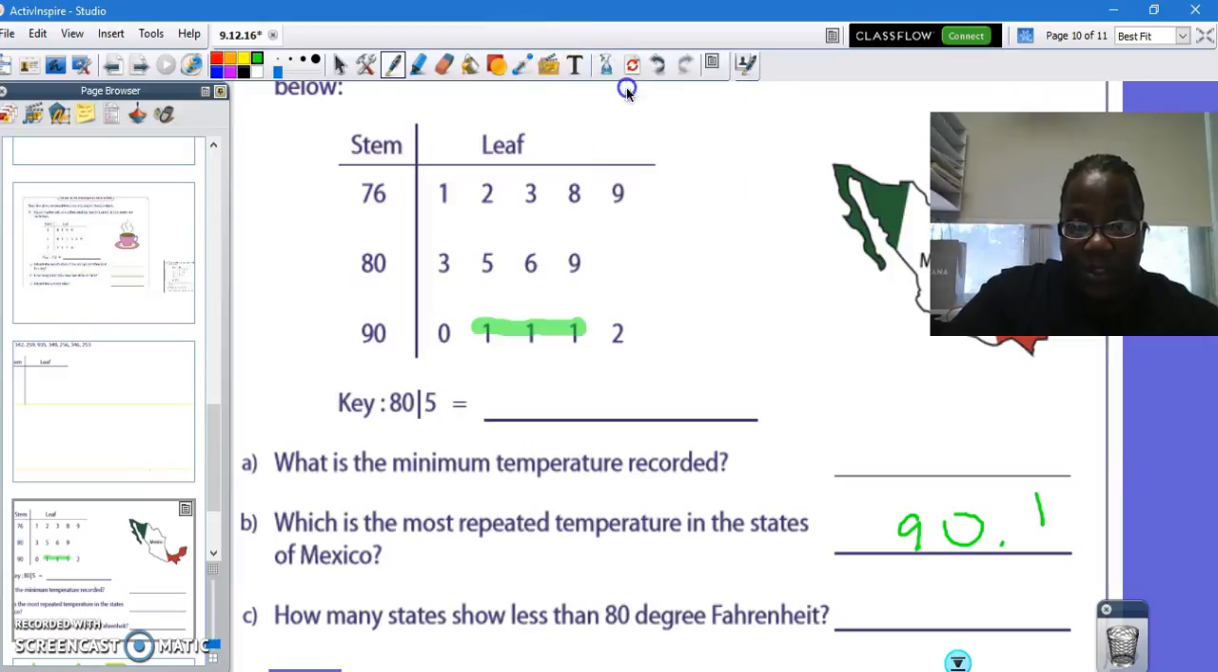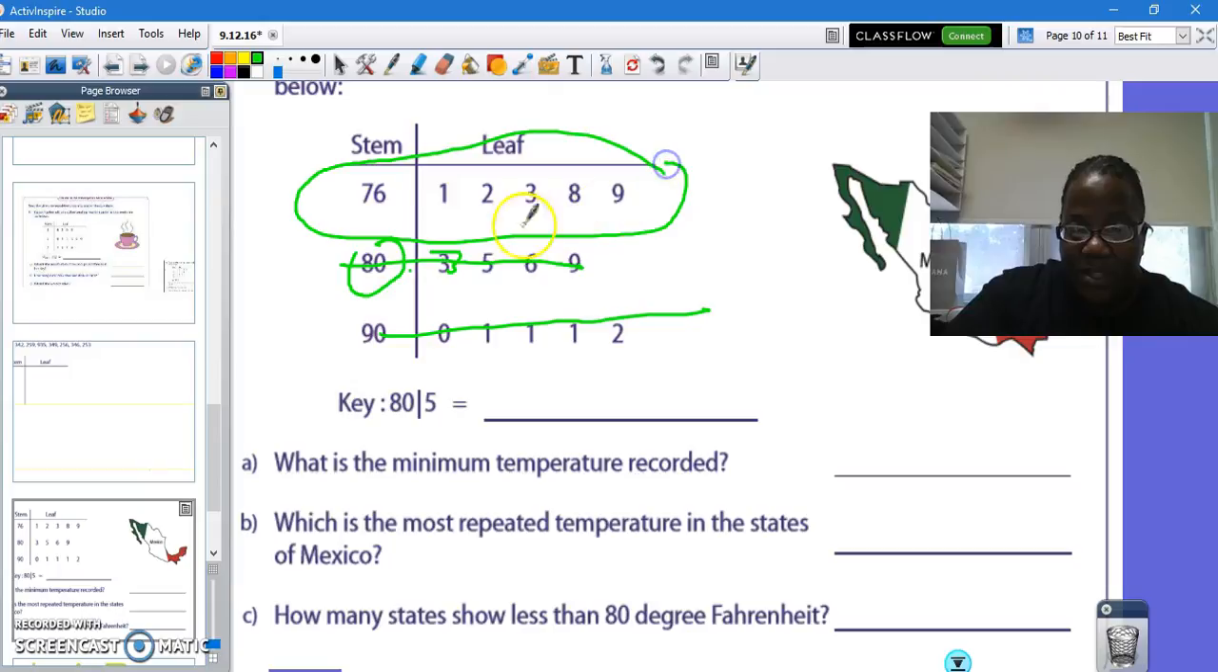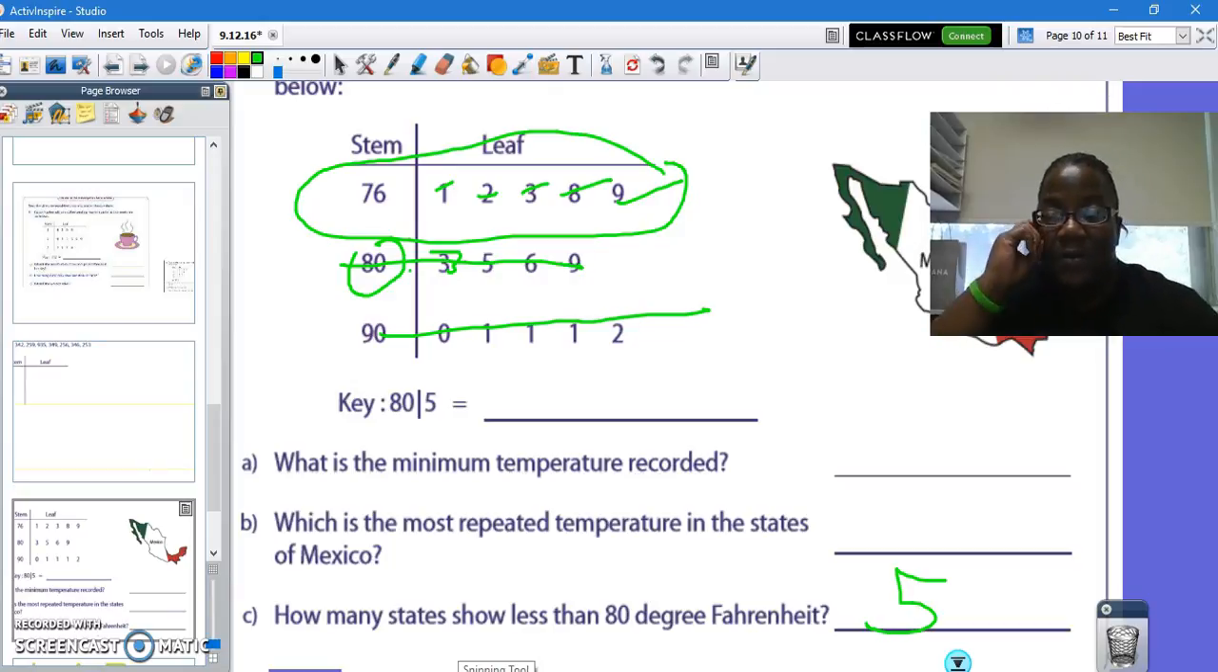Okay, so if we're looking for less than 80 degrees, 90 is too much. 80.3 is too much. So these are all the ones with less than 80 degrees. So that'd be 1, 2, 3, 4, 5. This answer is 5.